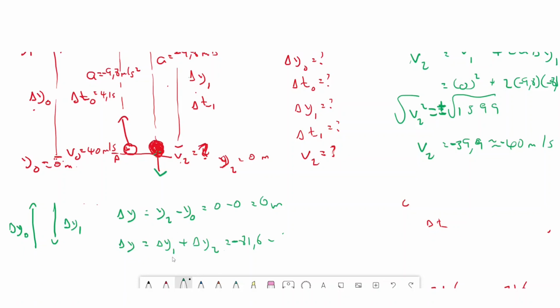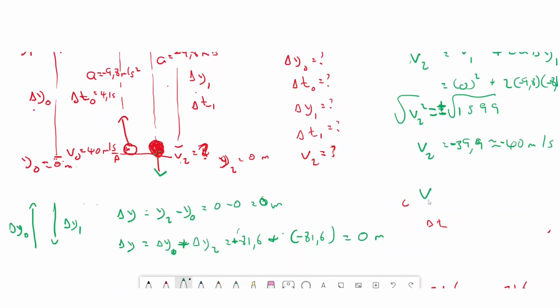This is going to be zero, plus 81.6, and then this is going to be minus 81.6, right? And then this is going to be zero. So you can find it in two ways. The total displacement is zero.